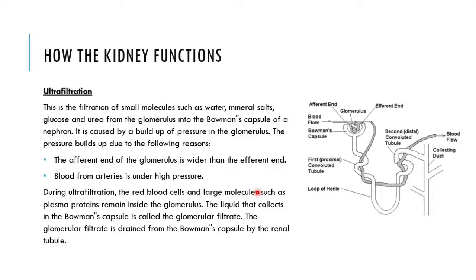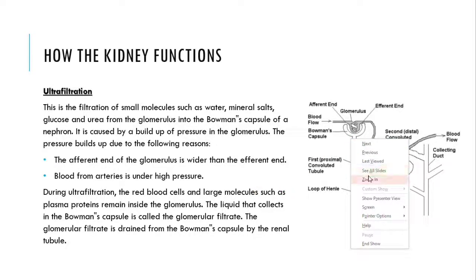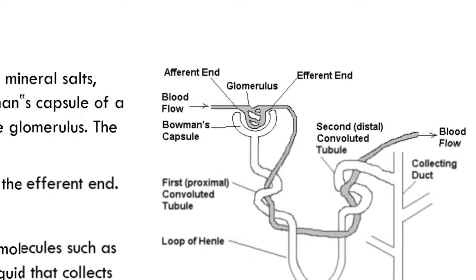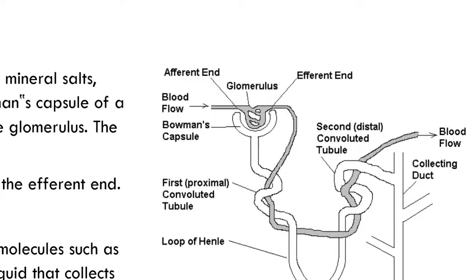So the urea, the water, the mineral salts, and the glucose that are filtered will drain into the renal tube. The water, the mineral salts, the glucose, the urea will drain into the renal tube, just like that. Are you following? Okay, I am glad you are following.